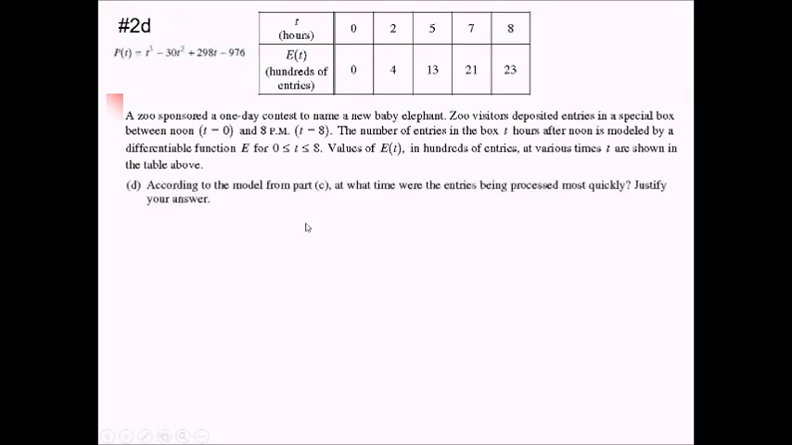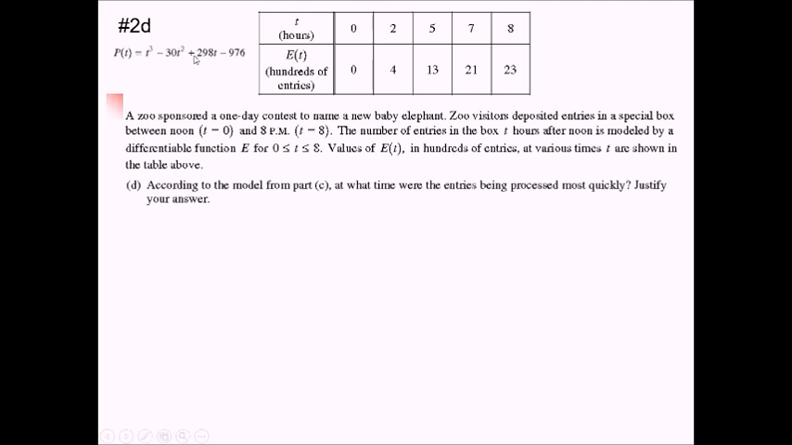For this last part of the problem, according to the model from part C, which I put up here so we can refer back to it, this was again p of t, the rate at which entries are processed between the hours of 8 and 12. So based on that, at what time were the entries being processed most quickly? So essentially, we're asking at what time does p reach its maximum value? That's really what it boils down to for this. So to figure out the absolute max time for p, we're going to use the candidates test.